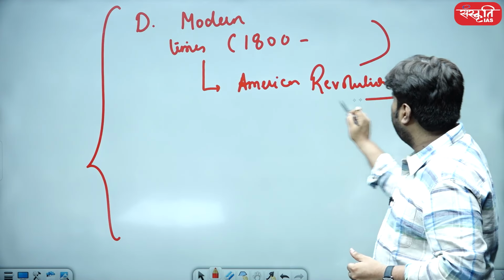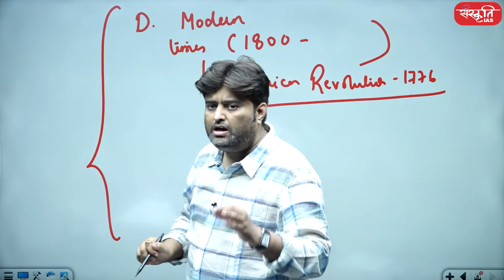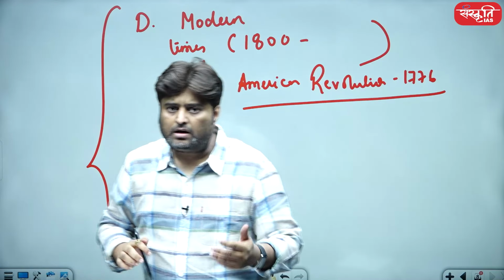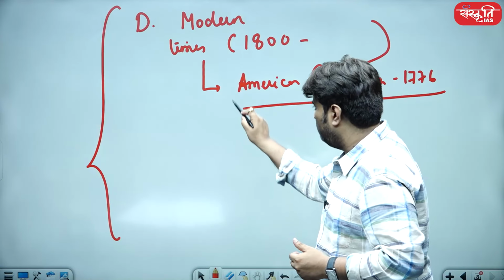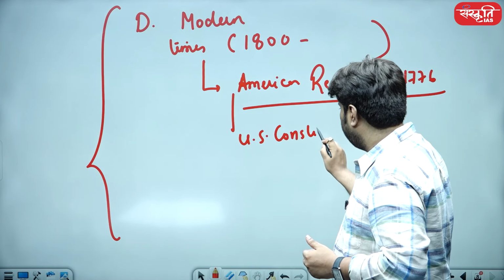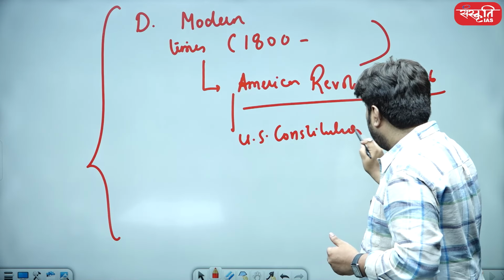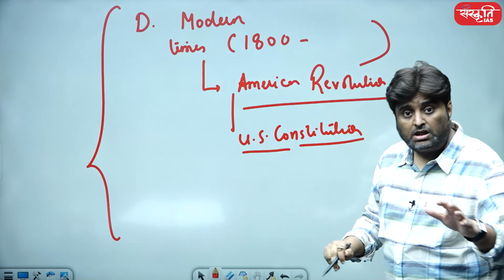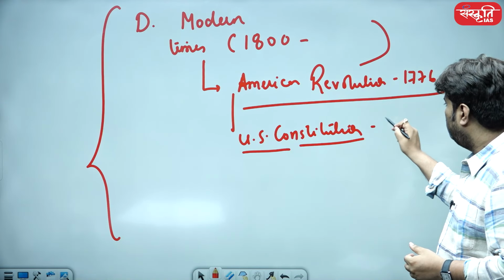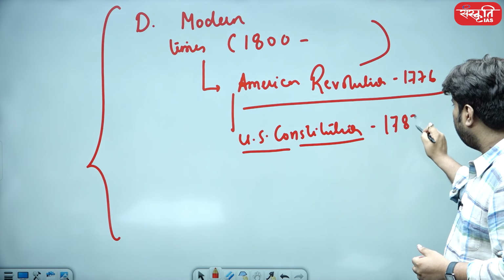And the American Revolution plays a very, very significant role in the creation of the American Constitution, the US Constitution of the year 1787, considered to be the first written constitution of the world.